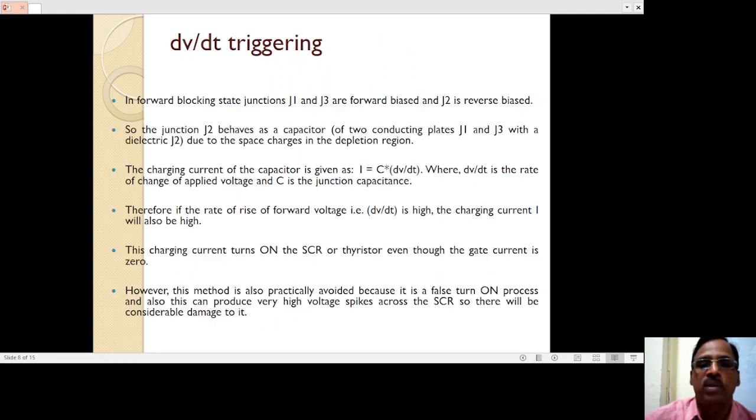Next method of triggering is dV/dt triggering. What is dV/dt? That is sudden rise of voltage across junction J2. Your SCR may start conducting. That method of triggering is called dV/dt triggering. But practically, this dV/dt triggering is not used. So let us understand what is dV/dt triggering.